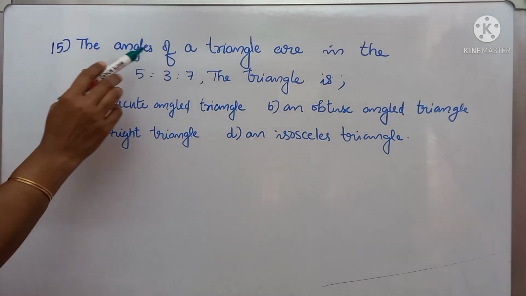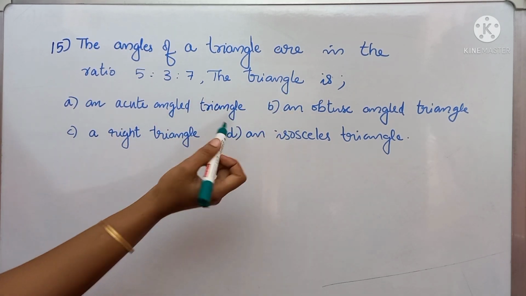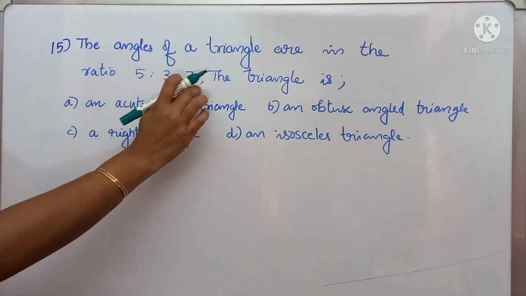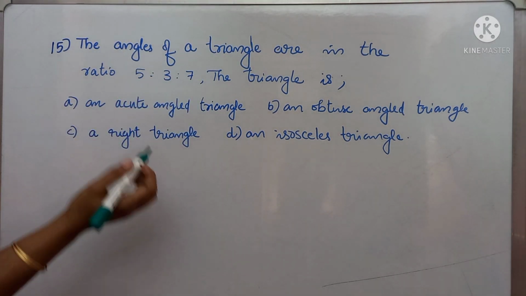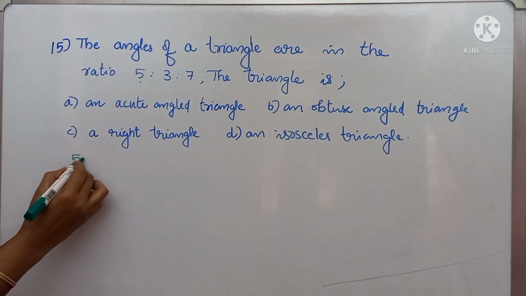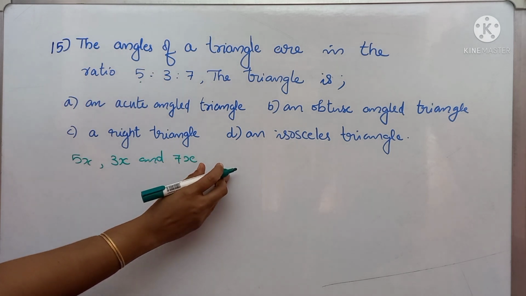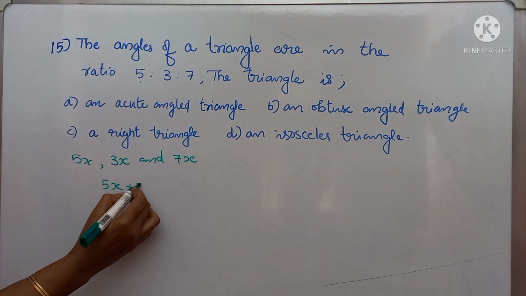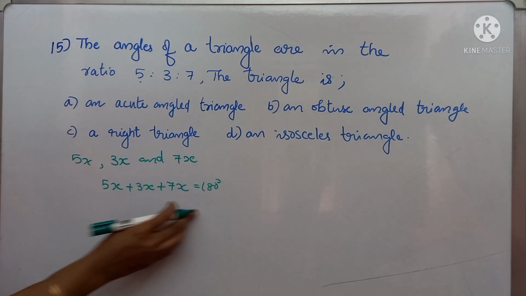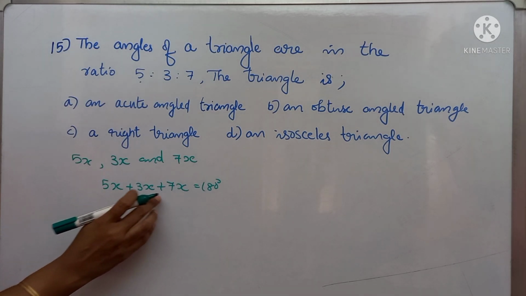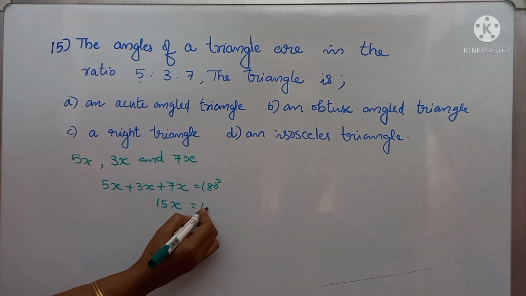Question number 15. The angles of a triangle are in the ratio 5:3:7. Then the triangle is... we have to find the angles first. Then only we can understand whether it is acute, obtuse, right or isosceles triangle. Let 5x, 3x and 7x be the three angles of the triangle. Then we know the sum of these three angles is equal to 180 degrees. Here we are applying the angle sum property of a triangle. Adding these three, we get 15x equal to 180 degrees.